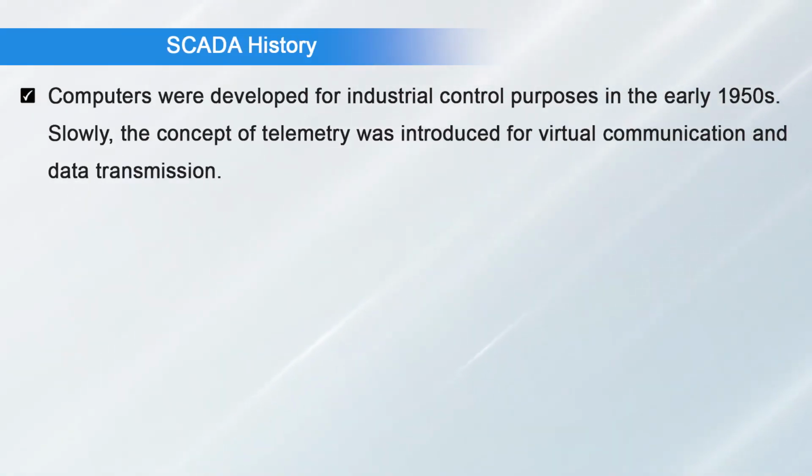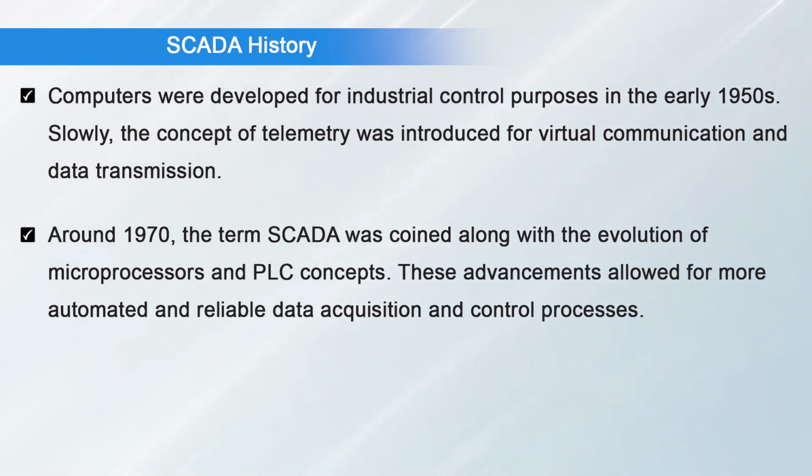So, computers were developed for industrial control purposes in the early 1950s. With this, slowly the concept of telemetry was introduced for virtual communication and data transmission. Around the year 1970, the term SCADA was coined along with the evolution of the microprocessor and programmable logic control advancements. This advancement in the PLC and the microprocessor allowed for more automated and reliable data acquisition and control processes.